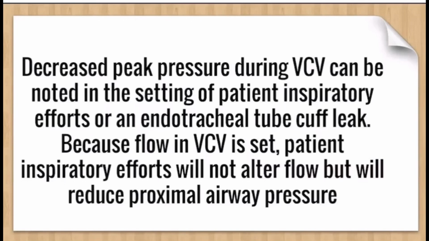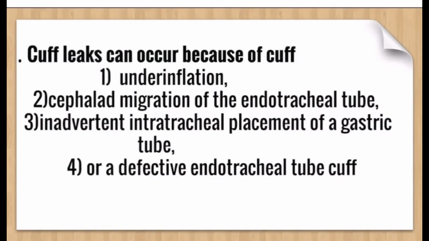Now, because the flow is set in volume control ventilation, the only thing that can change is the pressure, isn't it? So the patient's inspiratory efforts will not alter the flow because flow is already set, but will reduce the proximal airway pressure. Now, this cuff leak can occur because of cuff underinflation. Second, cuff head migration, that is the upward migration of the endotracheal tube, or inadvertent intratracheal placement of a gastric tube. And the last, it could be a result of a defective endotracheal tube cuff.